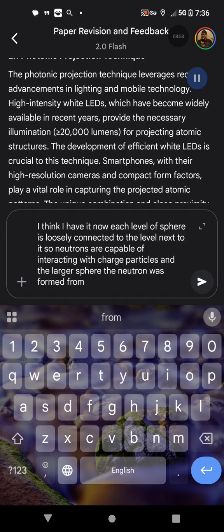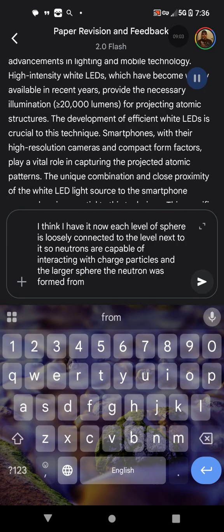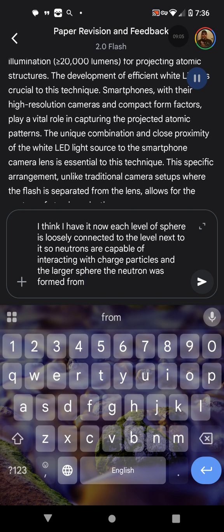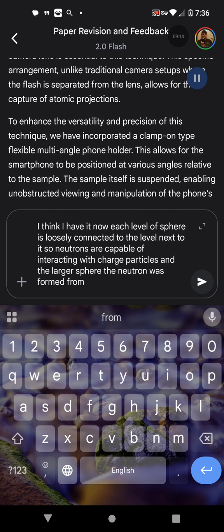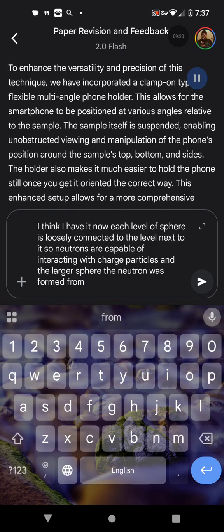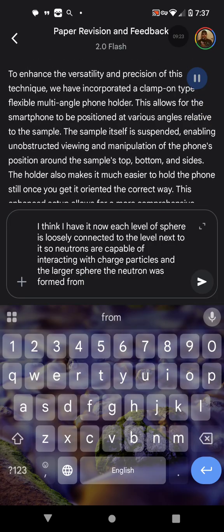Smartphones, with their high-resolution cameras and compact form factors, play a vital role in capturing the projected atomic patterns. The unique combination and close proximity of the white LED light source to the smartphone camera lens is essential to this technique. This specific arrangement, unlike traditional camera setups where the flash is separated from the lens, allows for the capture of atomic projections.